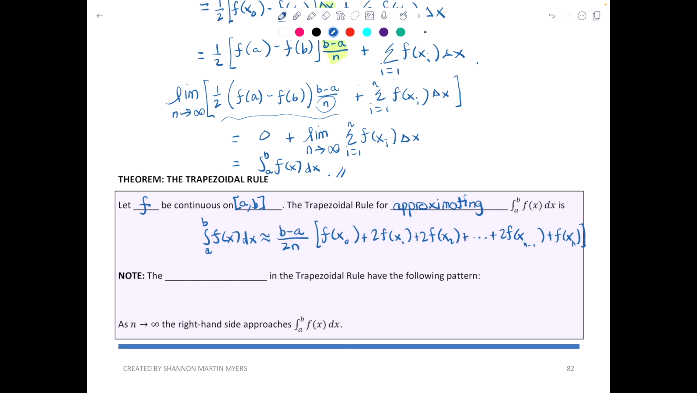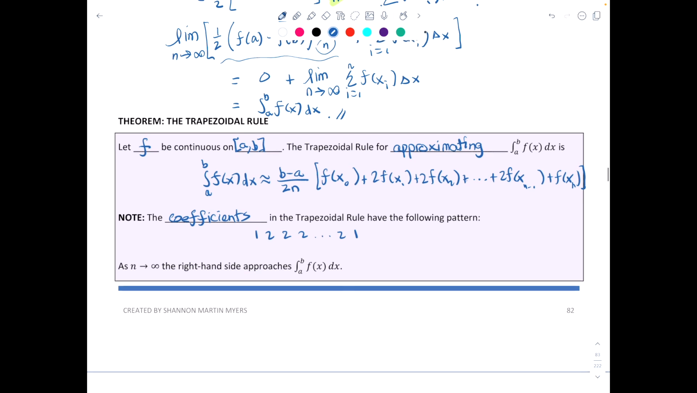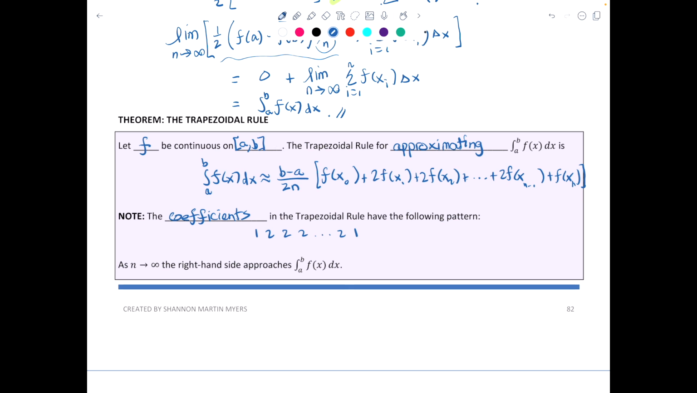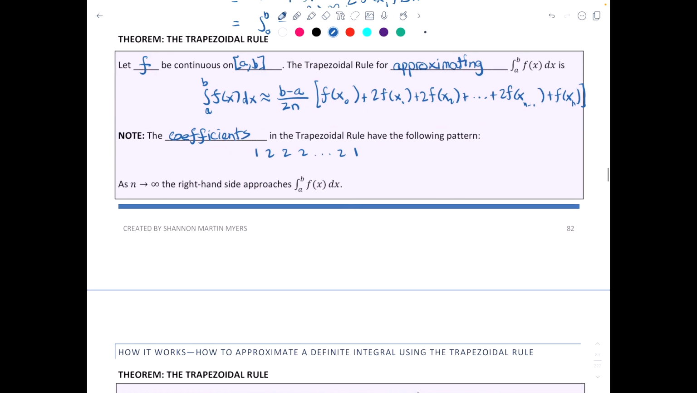Groovy? Note the coefficients, as you may have noticed, in the trapezoidal rule have the following pattern: 1, 2, 2, 2, dot dot dot, all the way down to 2, 1. Cool, cool. And then as n approaches infinity, the right-hand side approaches the definite integral from a to b of f of x dx. Groovy? So let's do a problem.